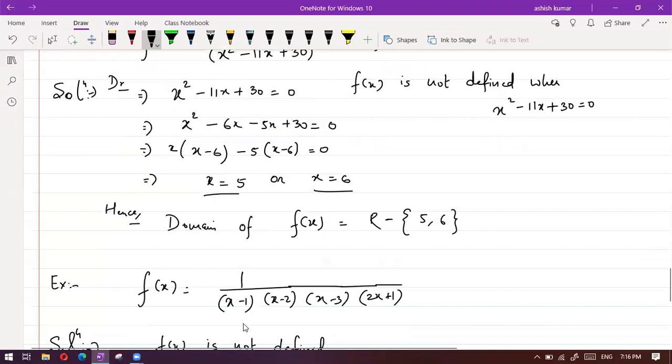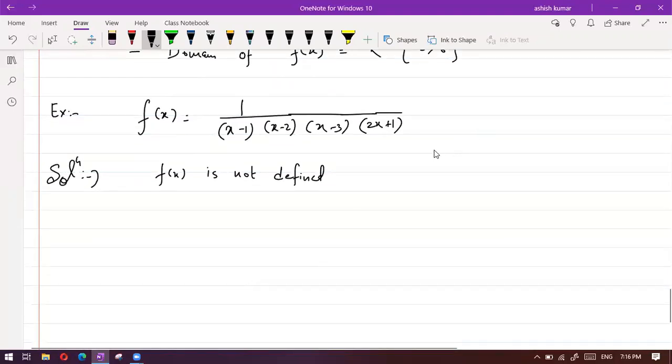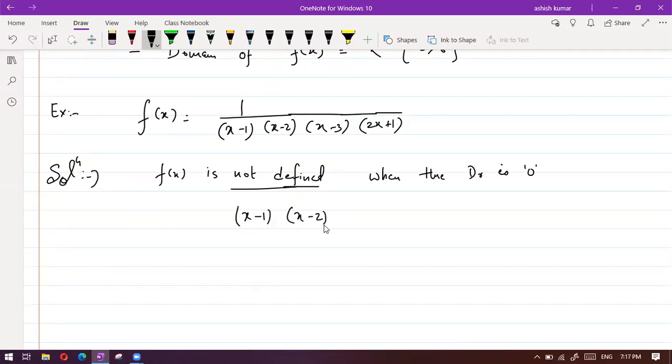Now I will write it. f(x) is not defined when the denominator is 0. I am writing not defined. Now what are the values at which the denominator will become 0? So let's put (x minus 1)(x minus 2)(x minus 3)(2x plus 1) equal to 0. Here there are linear terms, so we don't have to factorize even. The factorized form is already given.